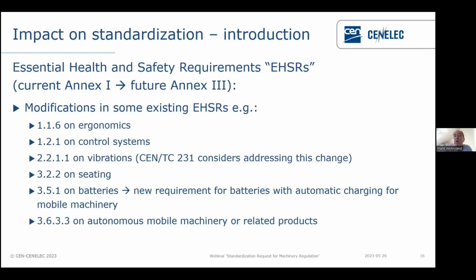We have a whole number of modifications, especially on mobile machinery. So we see a change in the essential safety requirement 3.2.2 on seating. We have a change in 3.5.1 on the batteries, where we have some new requirements for batteries with automatic charging for mobile machinery. And we have also a new chapter on autonomous mobile machinery or related products, or at least the information to be given in the instructions for use here. So these are only examples. This is certainly not exhaustive, but these are examples where modifications have been made to the essential safety requirements, and where either in the C standards or in B standards, in the intermediate term, it will be appropriate and necessary to update the standards.